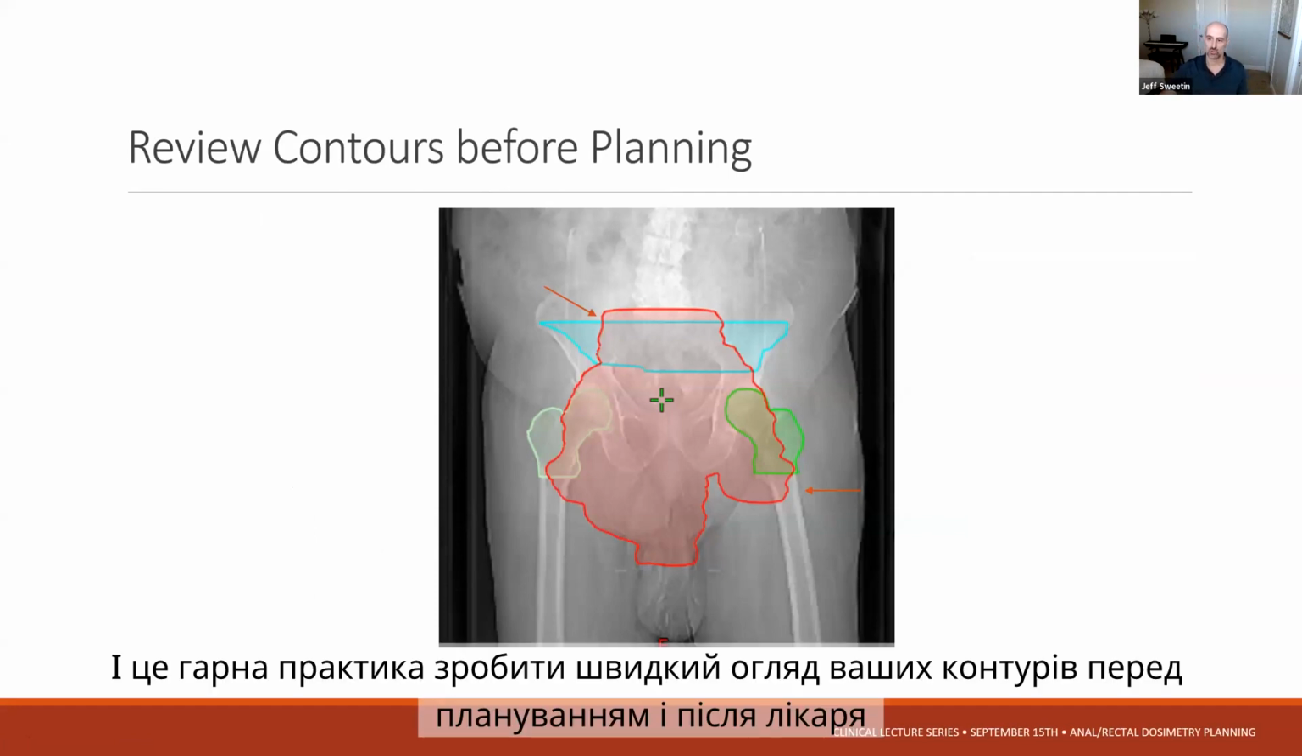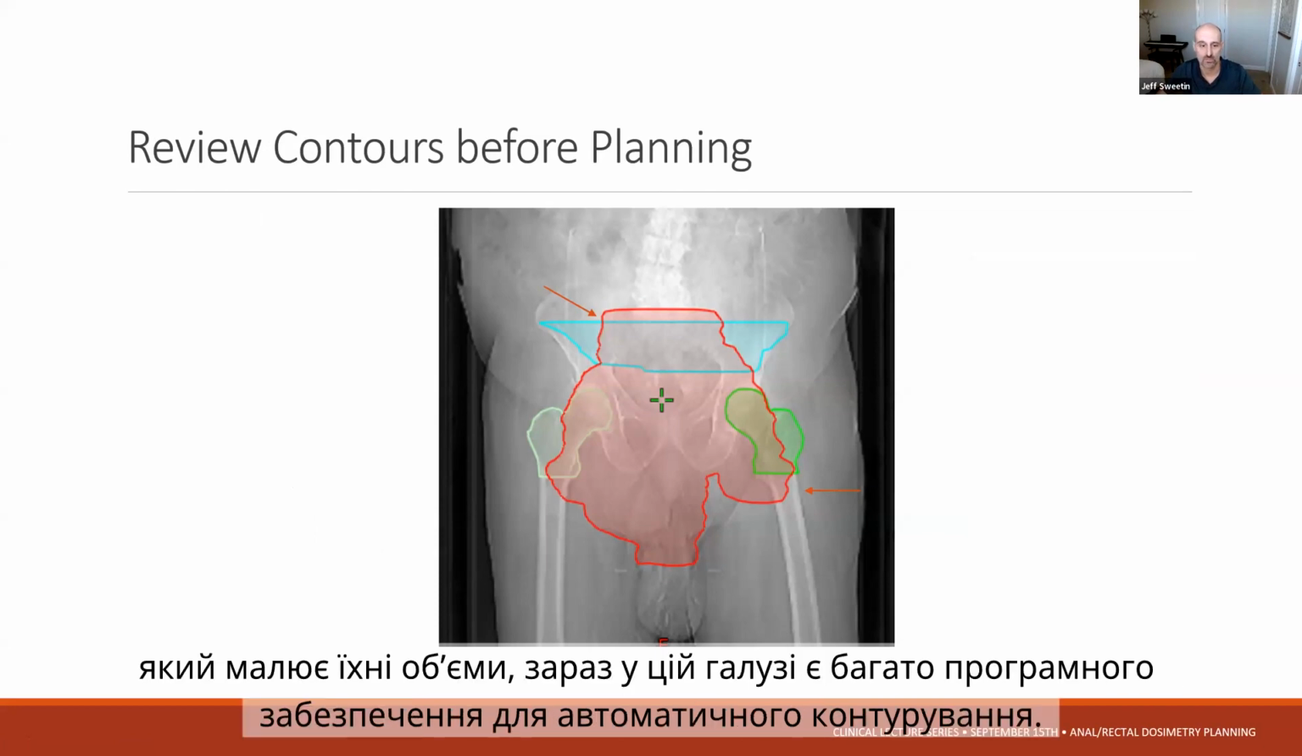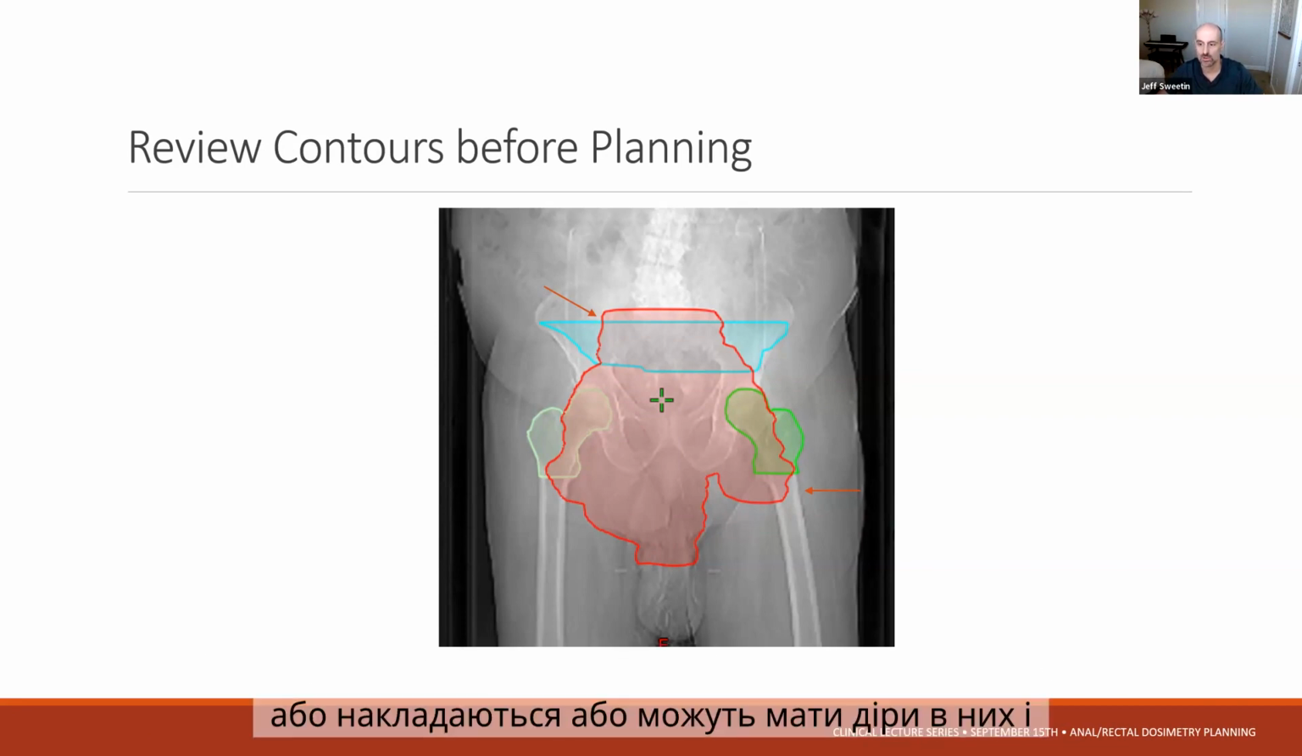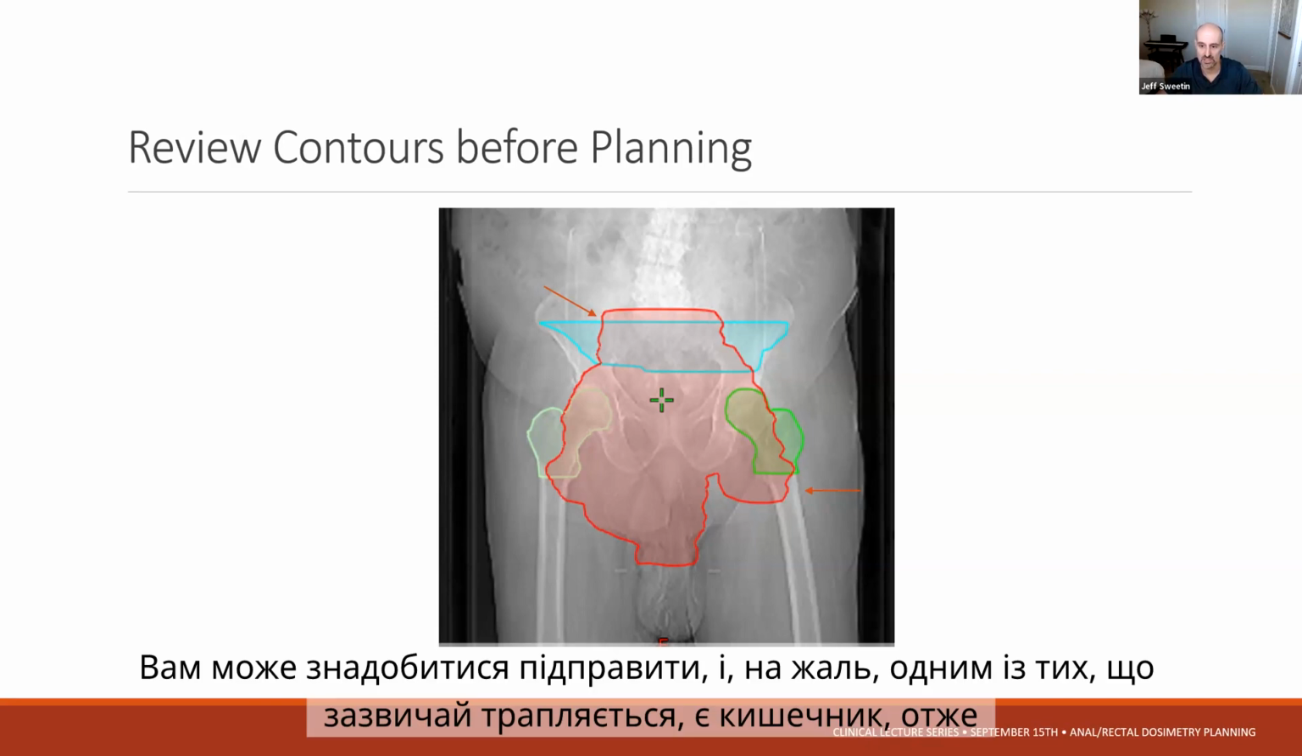And it's good practice to do a quick review of your contours before planning and after the doctor draws their volumes. There's a lot of auto contouring software in the field now, and while it saves time, there are some structures that are often underdrawn or overdrawn, or might have holes in them, and you might need to touch up. And unfortunately, one of those where it commonly happens is bowel.